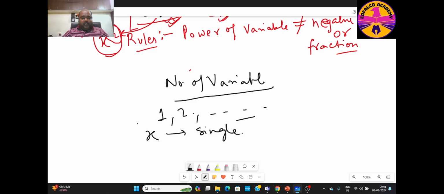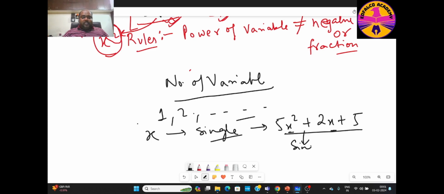So it's a single variable expression, which means expressions like 5x square plus 2x plus 5. Each of the terms satisfies the rule of being a polynomial. They don't have either a negative power or a fraction. It's a whole number. So all the terms belong to the polynomial category, and the entire expression is a polynomial. Also, only the x variable is associated, so it is just a single variable expression because we don't have any other variable, we have just x.